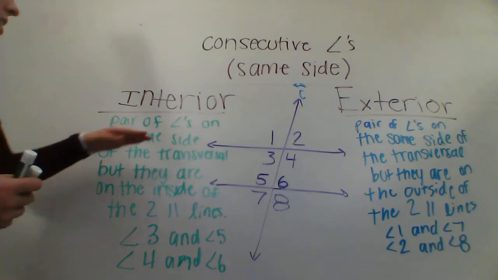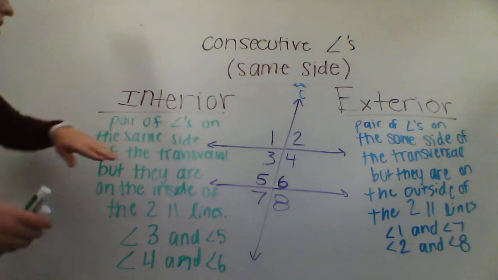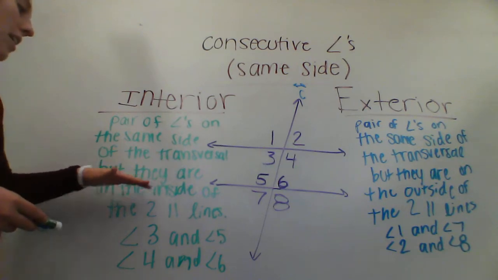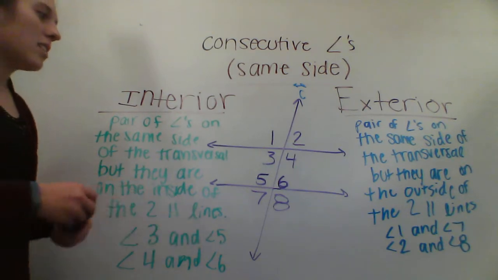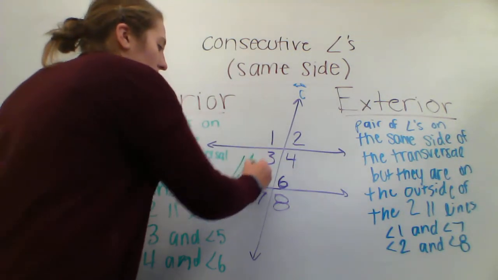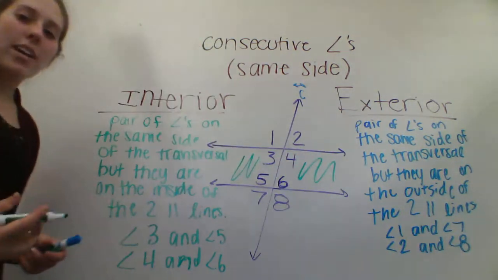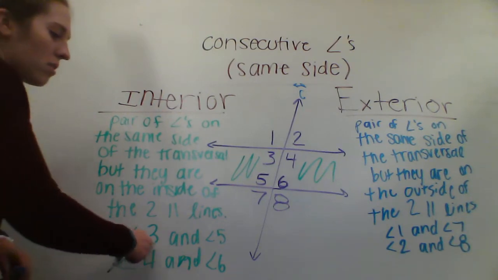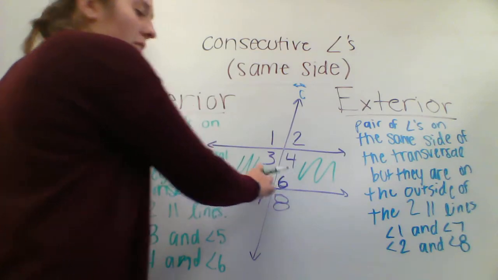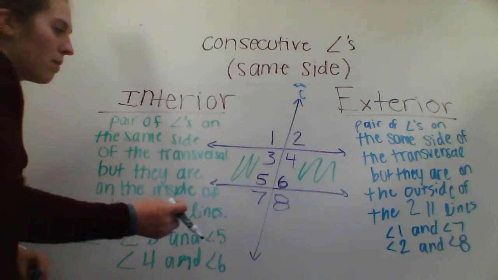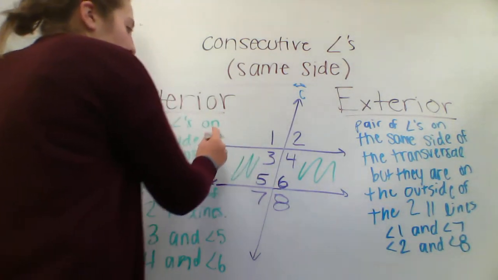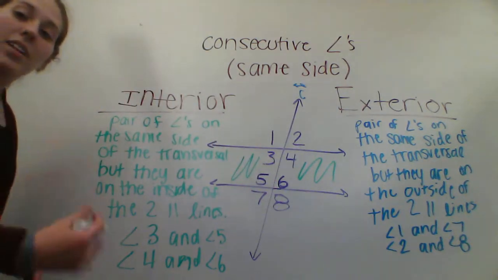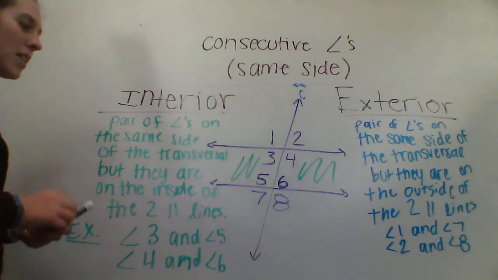To start off, same side interior angles are a pair of angles on the same side of the transversal, but on the inside of the two parallel lines. Inside of the two parallel lines occurs here. We're looking for angles on the same side. The examples here are angle 3 and angle 5, because they are both on the left of the transversal and on the inside of the two parallel lines. So we know that 3 and 5 are consecutive interior angles, or same side interior angles.